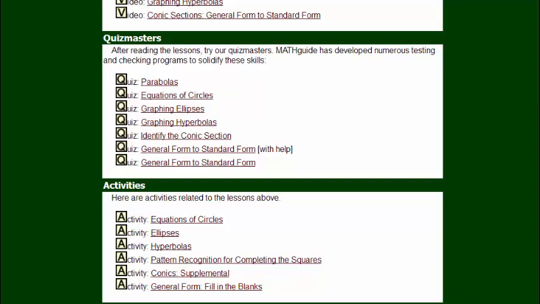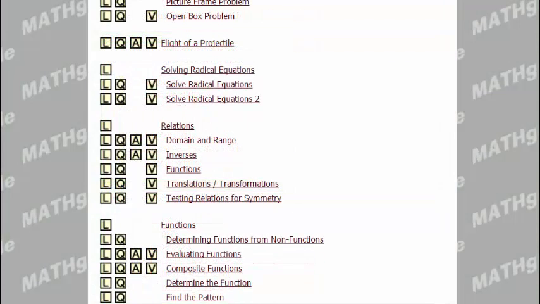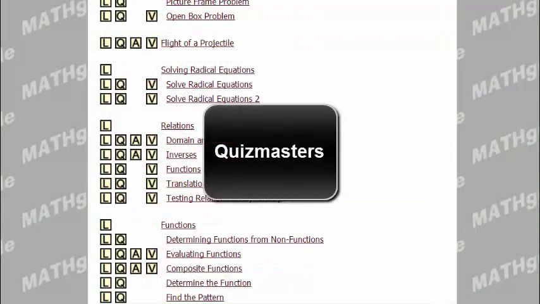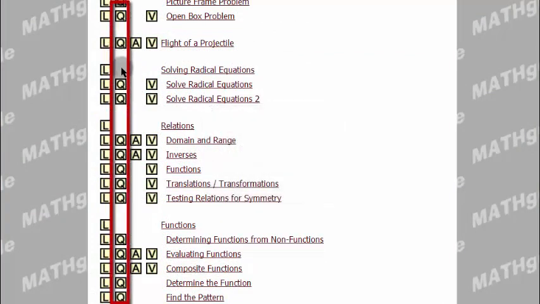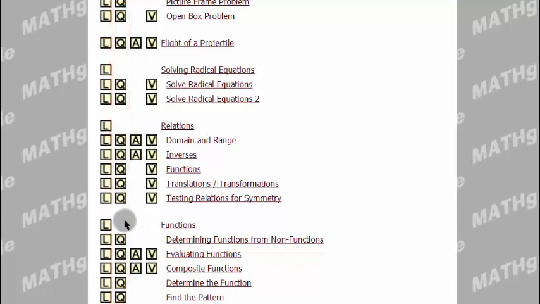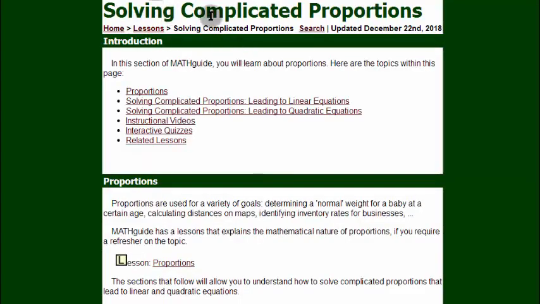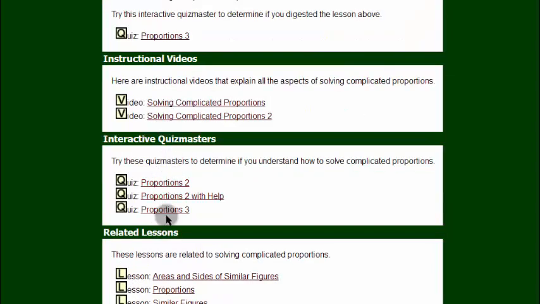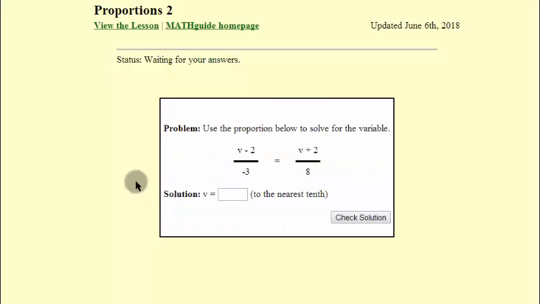Let's go on and talk about the quizmasters. One of the vital components that MATHguide has to offer are the quizmasters. All of these Q's that go down represent interactive quizmasters that provide assessment and feedback opportunities for both teachers and students. Now, I particularly want to look at solving complicated proportions as an example. If you go to this lesson and click on interactive quizzes, they have a variety of them. If you go anywhere on the internet, you'll see quizzes that look like this. They're very common. Problem, answer.